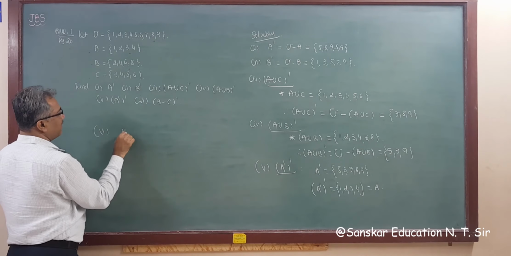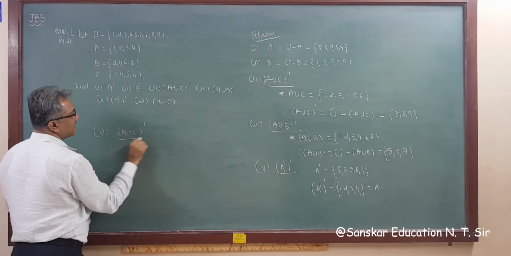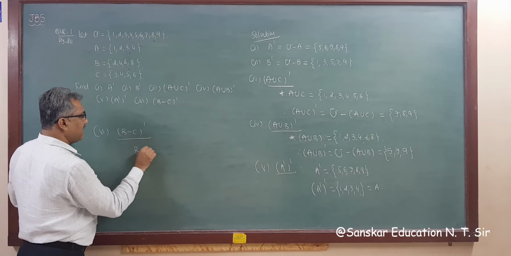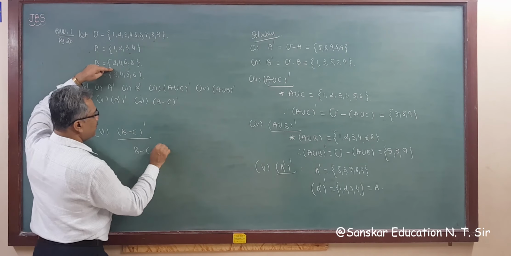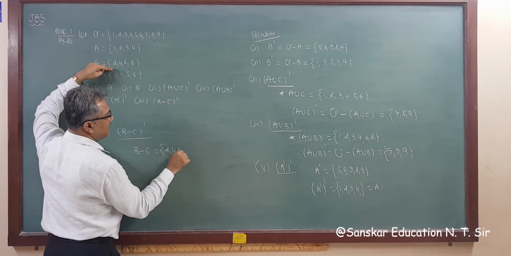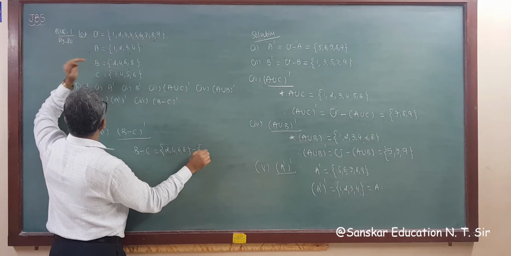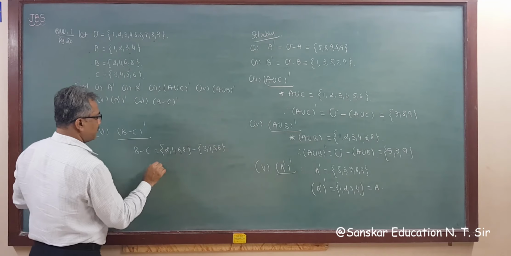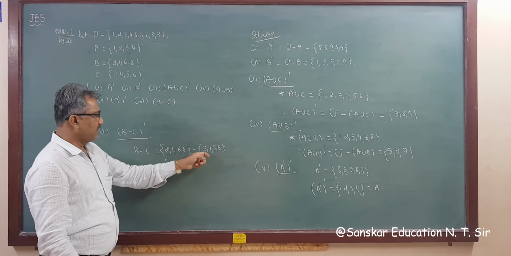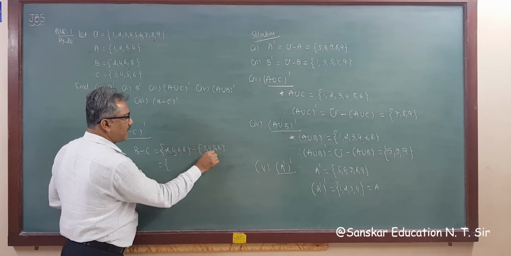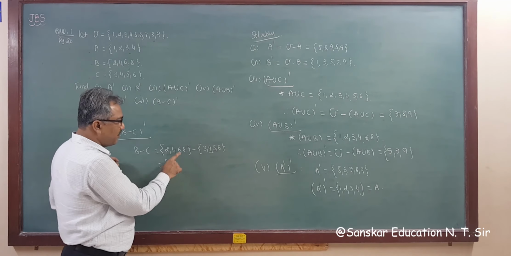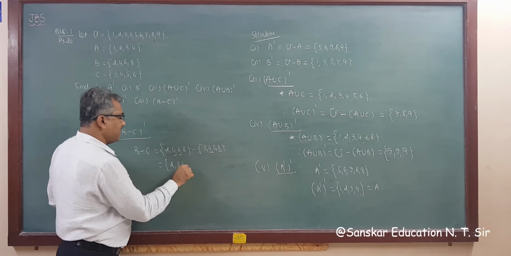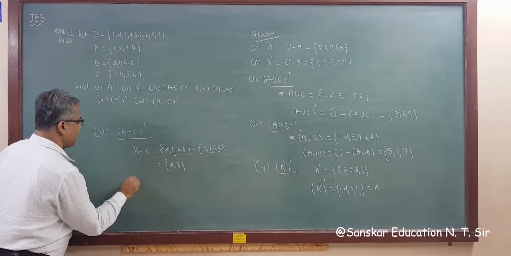B minus C whole dash. For B minus C, what do we require first? B minus C. Now B is 2, 4, 6, 8 minus C is 3, 4, 5, 6. So 4 and 6 are common elements, so from the first set we have to remove 4 and 6. So the answer will be 2 and 8. So now the complement of B minus C.